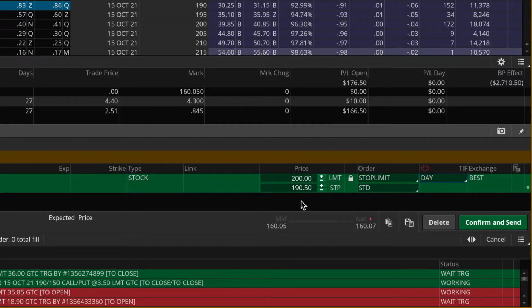And then the final step here is to make this a GTC order so that it's always in place until I either cancel it or it does get triggered. But this is still only half the equation, right? This order will only buy the shares of stock.